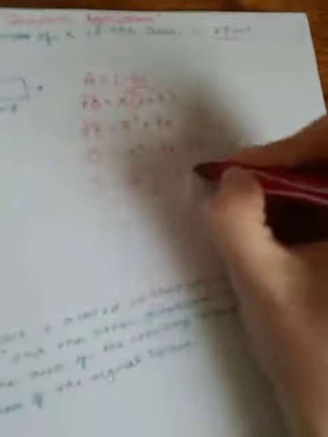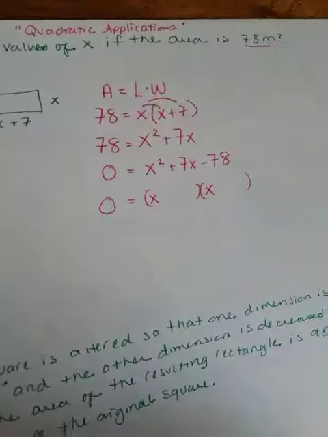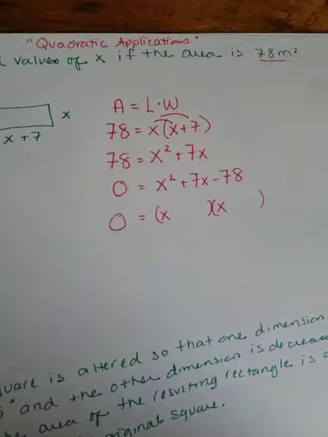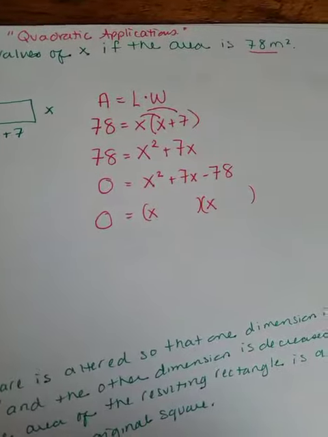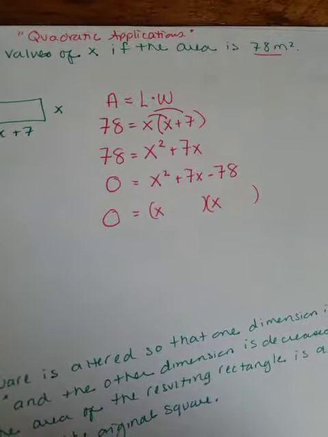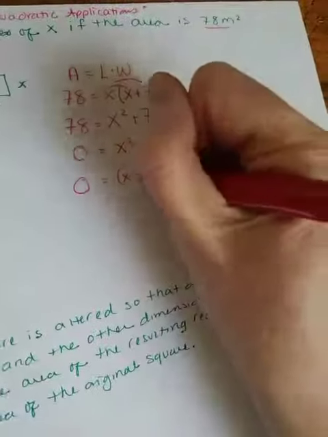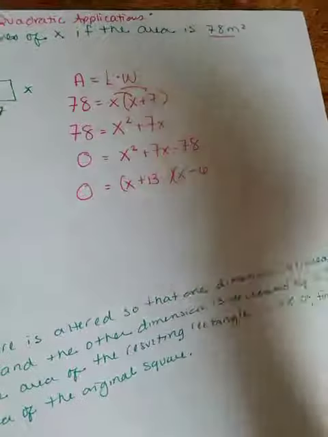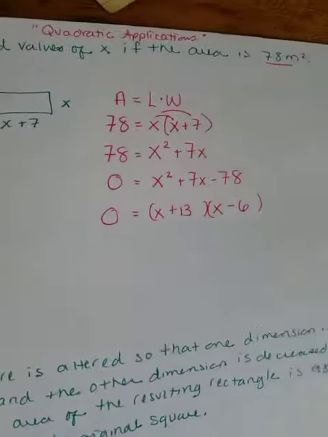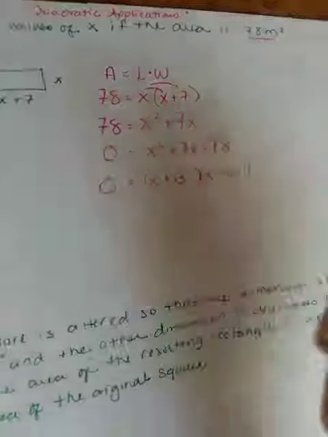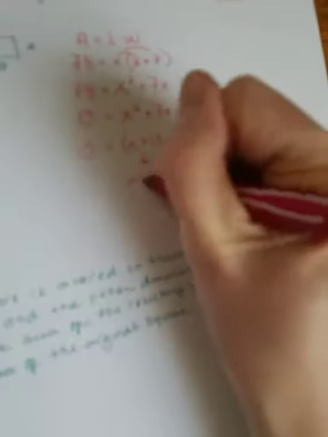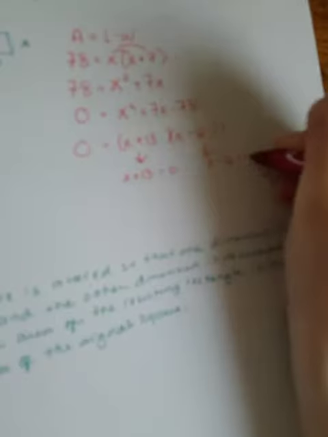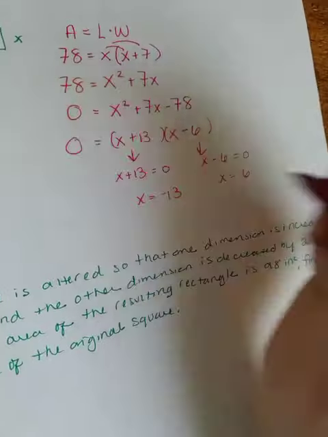So I need an x and an x. And I'm looking for factors of negative 78 that add to 7. And it does work. 13 and 6, you would have a positive 13 and a negative 6. I know it might take some of us a little longer to figure that out, but you can actually find that. Then using the zero product property, remember you're setting each piece equal to 0 and solving for x. So I get x equals 6 and x equals negative 13.